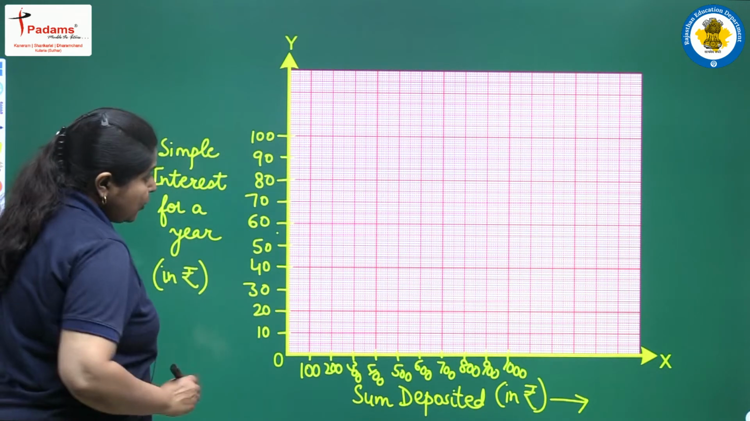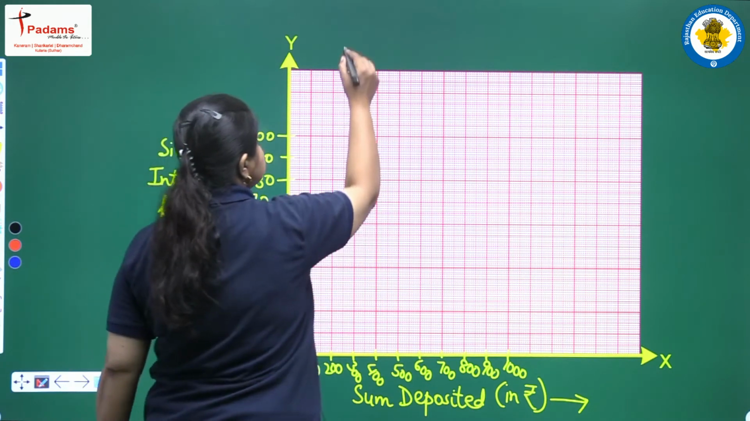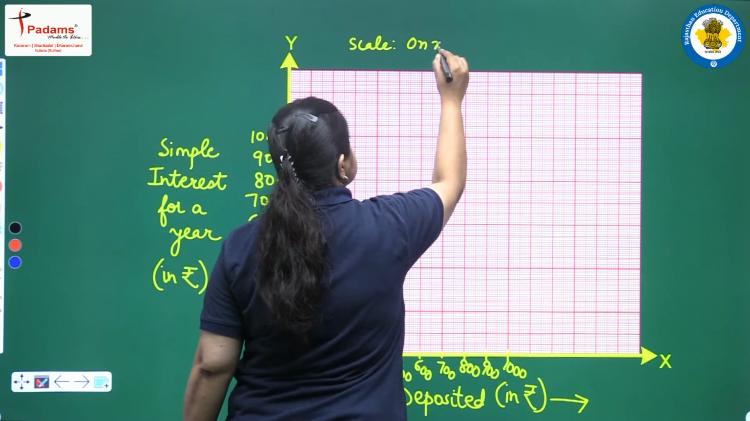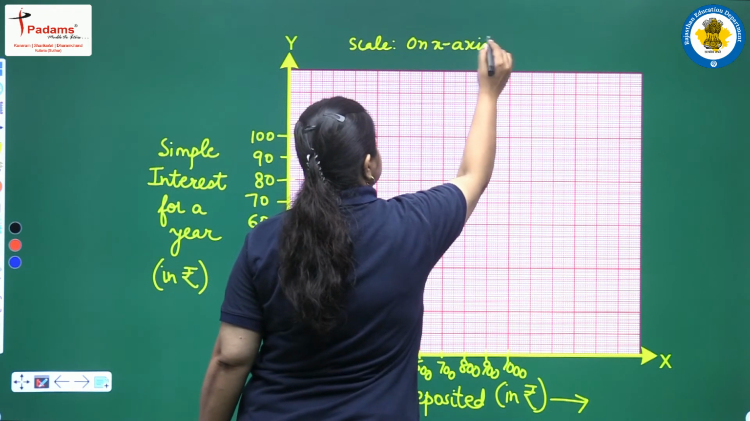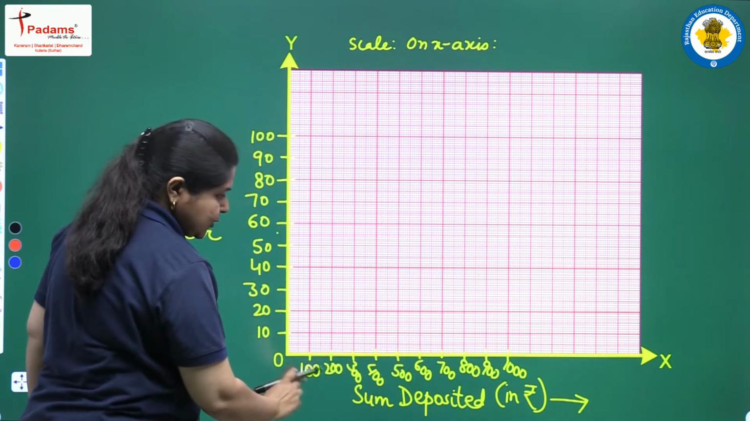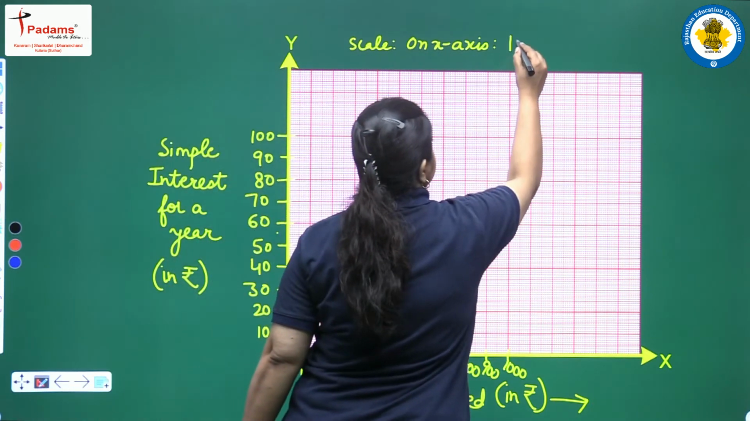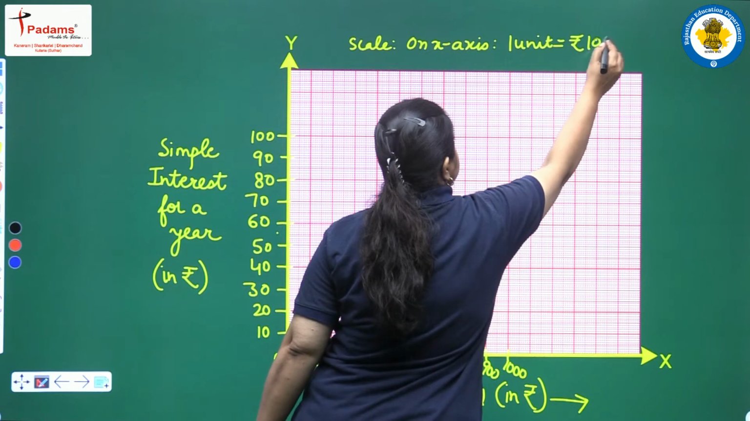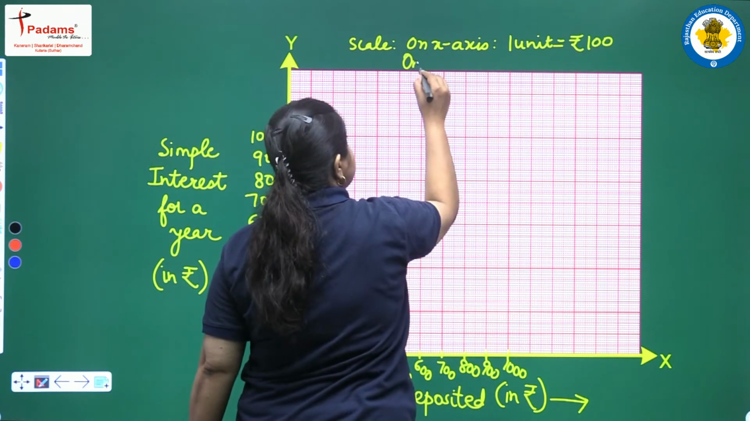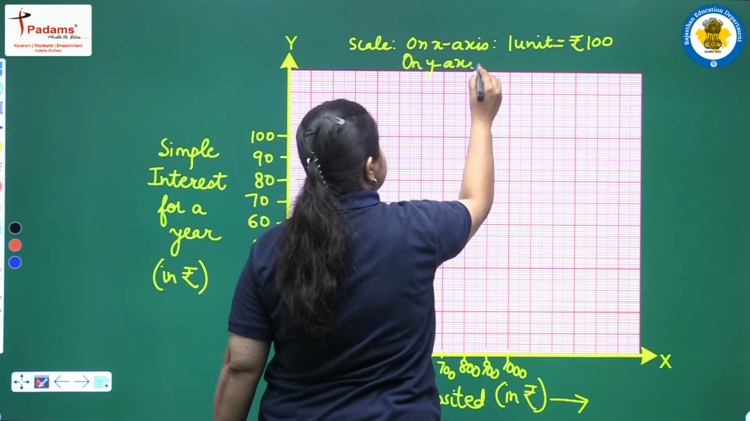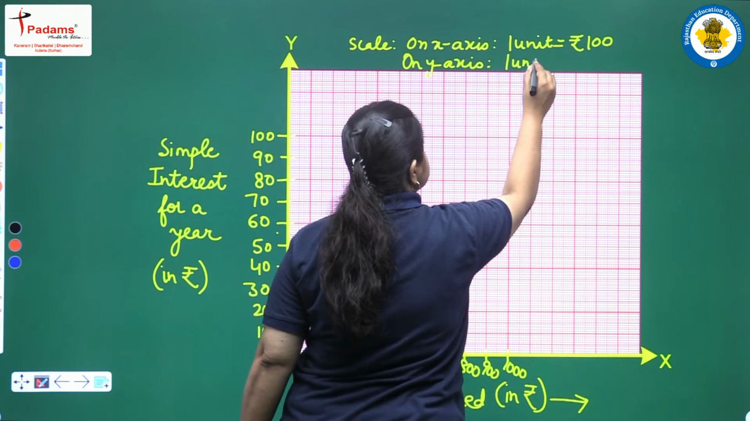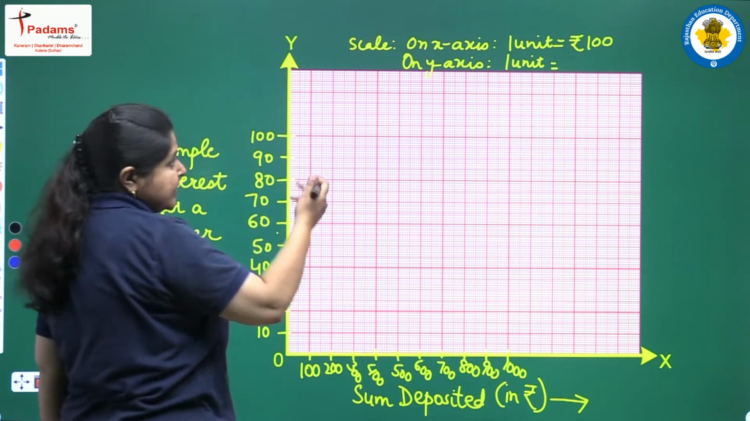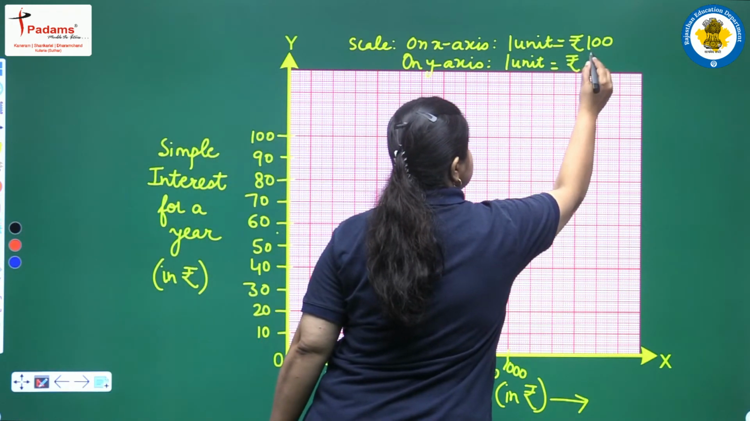Okay. Now what scale we have taken, we need to mention it. Scale on x axis: we have taken 1 unit equal to 100 rupees. 1 unit equal to rupees 100, and on y axis we have taken the scale as 1 unit equal to how much? Just have a look, 10 rupees increase हो रहा है, so it is equal to rupees 10.